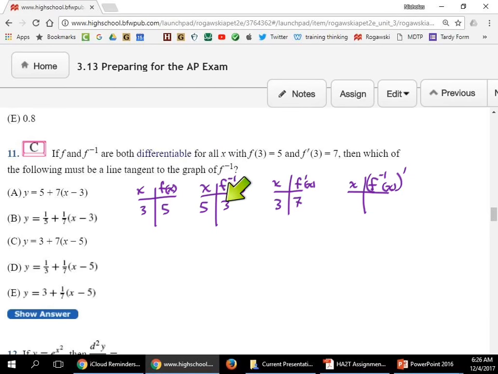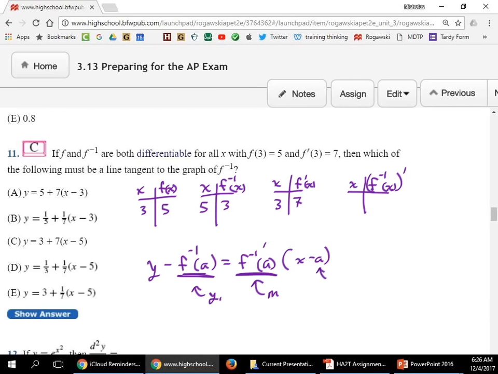Well, we know that (5,3) is a point on this graph, and so if we're talking about tangent lines, don't forget we have y minus f inverse of a, with a plugged in, that's right. Then we have f inverse prime. That looks really weird. I've never seen it written like that. Then we have x minus a. All right, so this is just a slope. If you're from algebra, that would be your m. This is just your y1, and this is your x1.